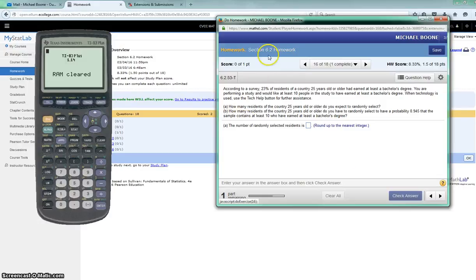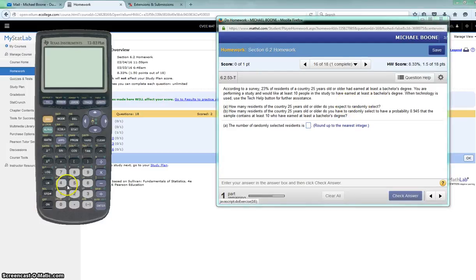So someone had a good question from chapter 6, section 2. It was number 16. So we know the p-value, but we don't know how many people are in our survey. We don't know n, but we do know p. But I want to have at least 10 people in the study to have earned at least a bachelor's degree.